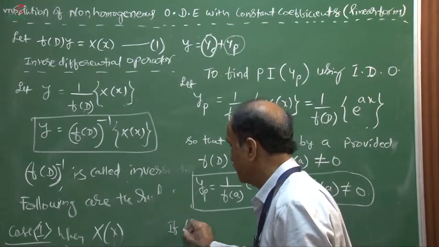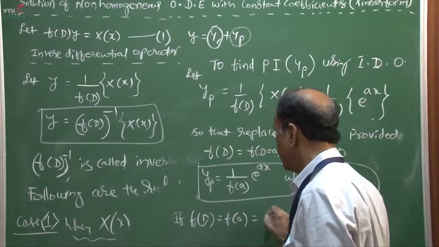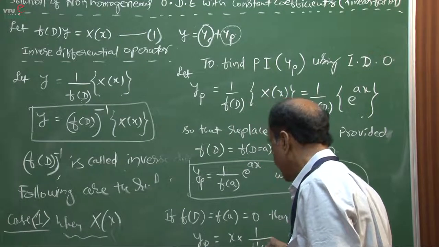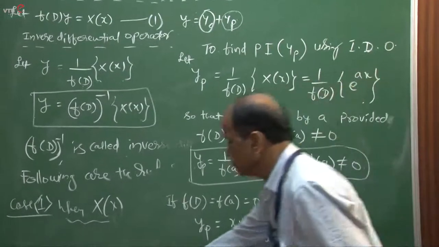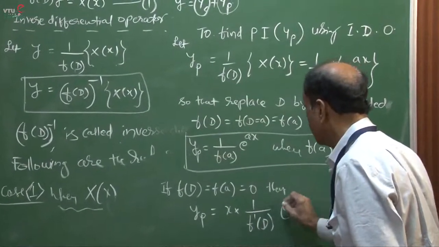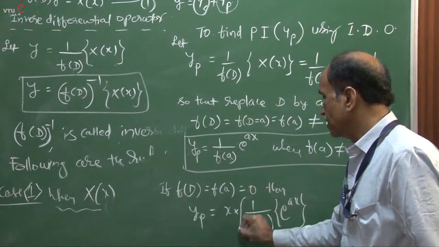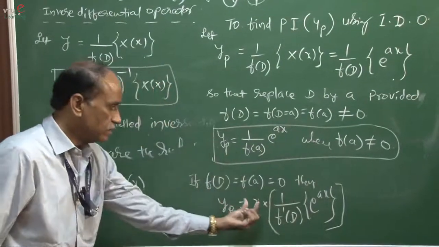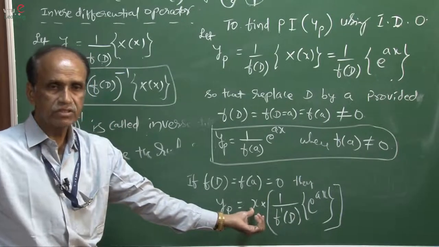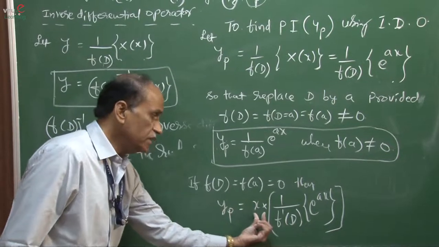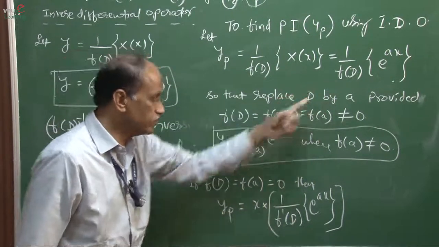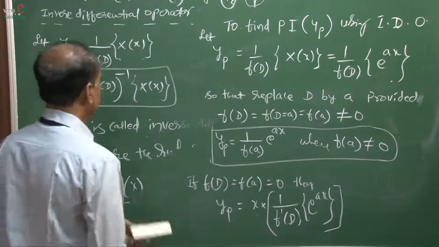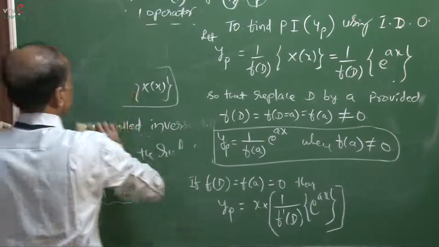If f of D equal to f of a is equal to 0, then yp is equal to x into 1 divided by f dash of D operating on e to the power ax. You have to write the differentiation, and outside this entire bracket you have to multiply by x. When this f of a becomes 0, put this x outside. This comes in theory; there is a derivation, but that derivation part is not for your syllabus. x should be multiplied, but you have to write the differential of this with respect to D, that is f dash of D. Then you operate, D is to be replaced by a, provided again the same condition we impose, that it should not be equal to 0.